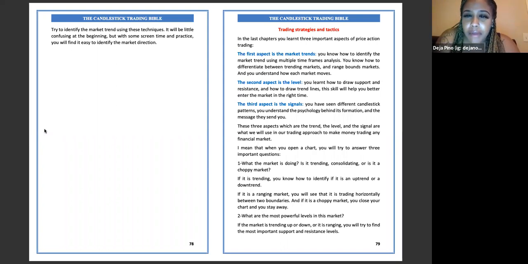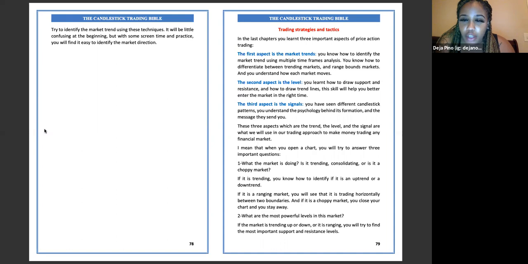Three aspects, which are trend, level, and signal, are what we'll use for our trading approach. It says, when you open a chart, you will try to answer these three important questions. What is the market doing? Is it trending, consolidating, and so on? I kind of just skipped through a lot because a lot of it is just him repeating the same thing over and over. So I want to make sure we just have what's really important to know.